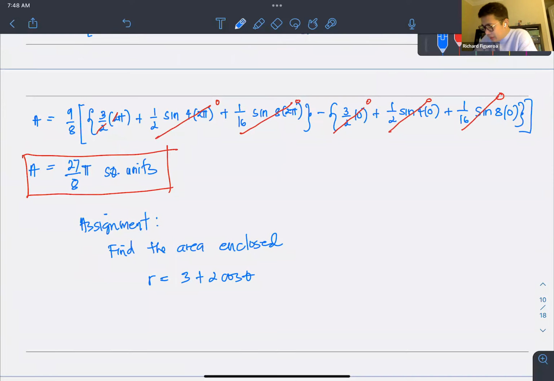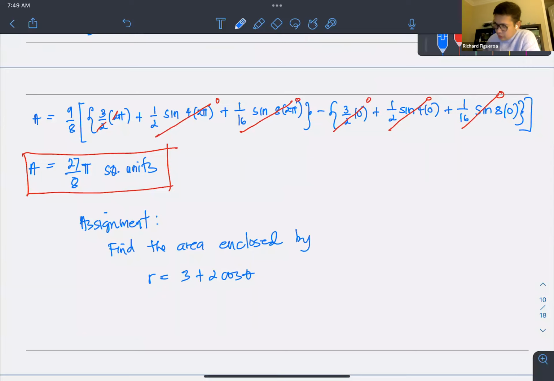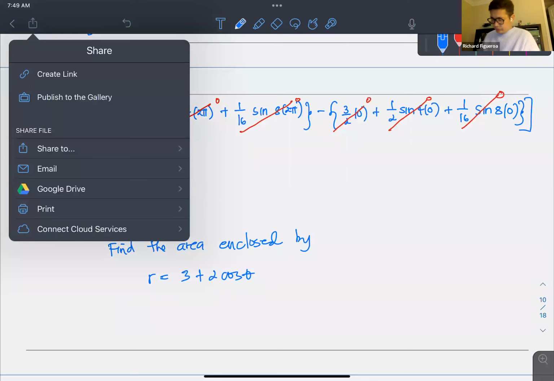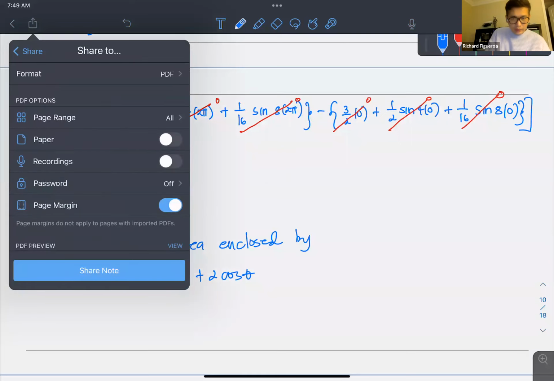Okay, so for the meantime, you have your first assignment. Okay, so dito sa finals. So find the area enclosed by r is equals to 3 plus 2 cosine theta. Okay, so you need to show the graph. You need to show the graph and then the computation. Okay. So I'll be sending you this one. So I'll start the recording.